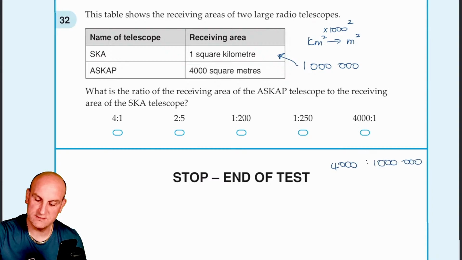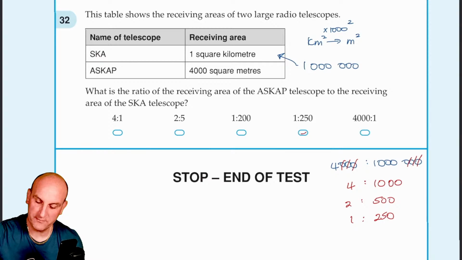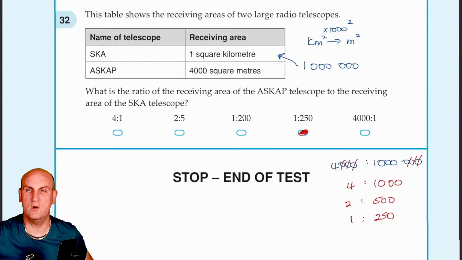Right, so what we can do to each side is start dividing. So 1, 2, 3 of those zeros go. 1, 2, 3 of those zeros go. That gives me 4 to 1,000 because we've got 3 off of either side. Again, we can cancel down by 2. It gives me 2 to 500, and I can cancel again to 1 to 250. And there we go. That is my final answer. Yes! Finished the question finally.